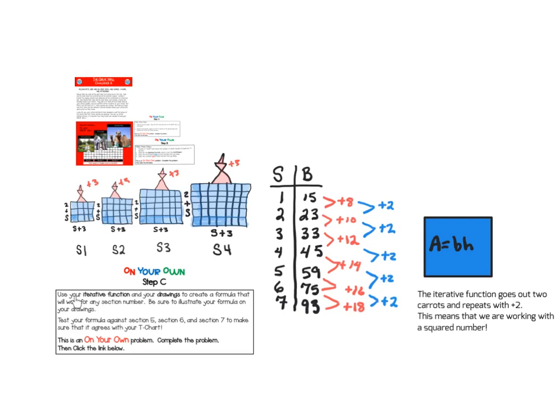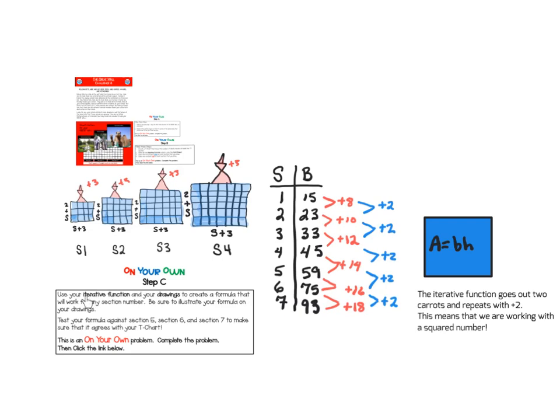All right, so you need to use the iterative function and your drawings to create a formula that will work for any section number. Be sure to illustrate your formula on your drawing, which we've already really done. And then you got to test that formula against section 5 right here, section 6 right here, and section 7 right there to make sure that it agrees with your T-chart and that it is correct.